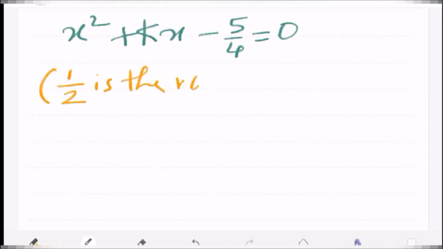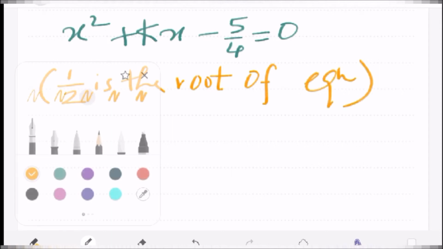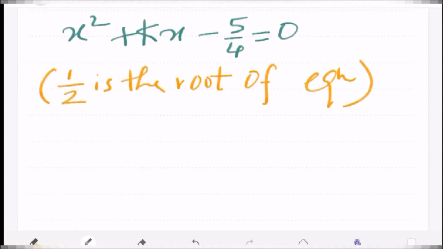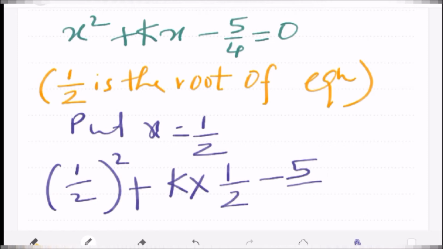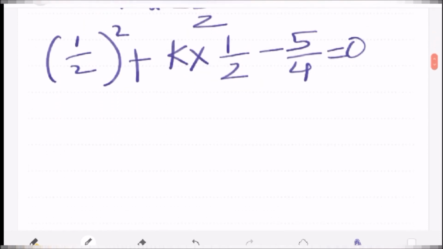So our equation is x square plus kx minus 5 by 4 equals 0, and it's given that 1 by 2 is the root of the given equation. So what we'll do is put the value of x as 1 by 2 everywhere. So we'll get 1 by 2 square plus k into half minus 5 by 4 equals 0. Now half square is 1 by 4 plus k by 2 minus 5 by 4 equals 0.